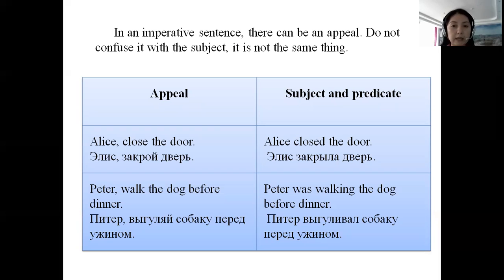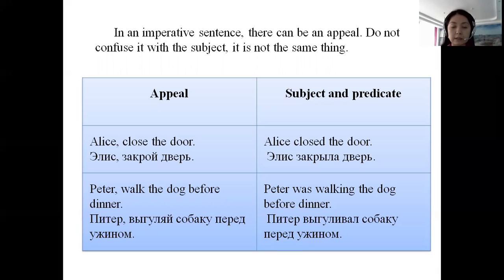Yes. Next, Alice closed the door. Alice закрыла дверь. Alice, it is the subject. Closed the door, predicate. Next examples. Peter, walk the dog before dinner. Peter, выгуляй собаку перед ужином.